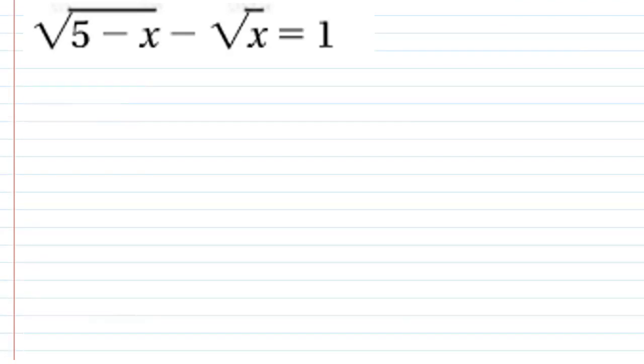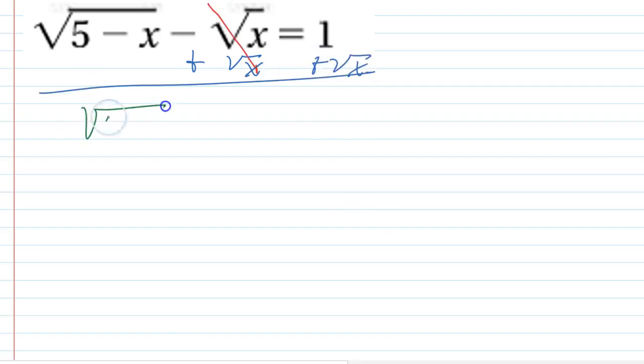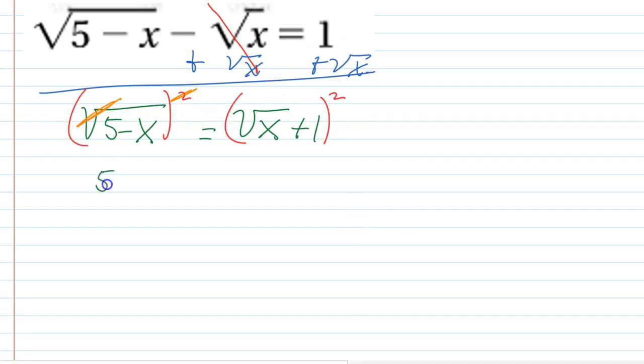Again, we want to start by getting the radicals by themselves. If I can't get them by themselves, I want them on opposite sides. So I'm going to move the square root of x to the other side by adding the square root of x to both sides. Now, in order to get rid of the square root, I square both sides. That gives me 5 minus x on the left-hand side. But on the right-hand side, that's going to give me something really big.